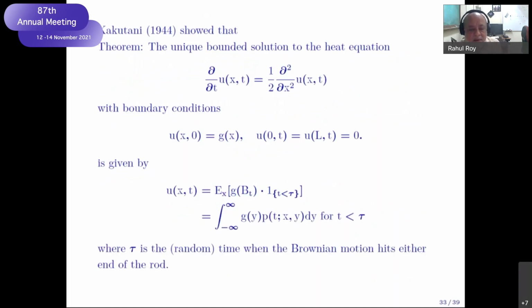Kakutani in 1944 showed, going back to Fourier's question, that the unique bounded solution to the heat equation, where instead of kappa he had half, but you can generalize it to kappa, that's quite trivial from half, and this is also called the Dirichlet equation, with the same boundary conditions as Fourier considered, is basically given by the expectation, starting from x, of g of the location of the Brownian motion at time t, on the event that we have not yet reached the boundary. That means the Brownian motion hasn't reached the boundary of the rod, 0 or L. And therefore, from the earlier formula, it's given by this integral.